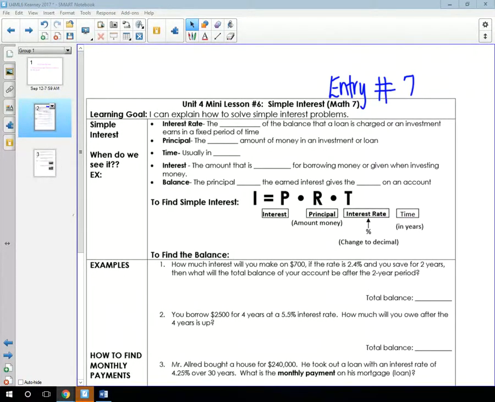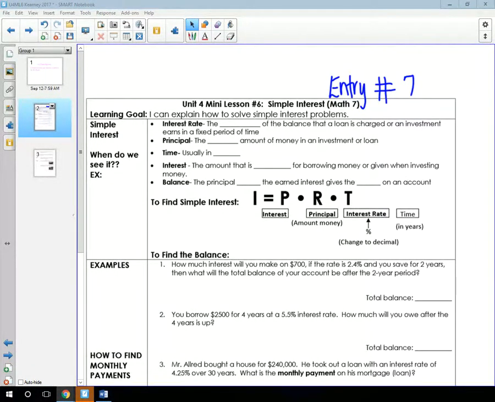How many people hope to go to college one day? How many people hope to buy a house one day? How many people hope to buy a car one day? How many people hope to put money in a savings account one day? If you answered yes to any of those, then you are going to want to learn today's lesson because it's going to help you save money and make money later in life, or maybe even right now.